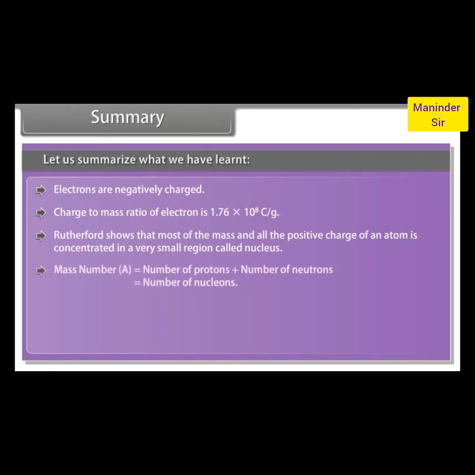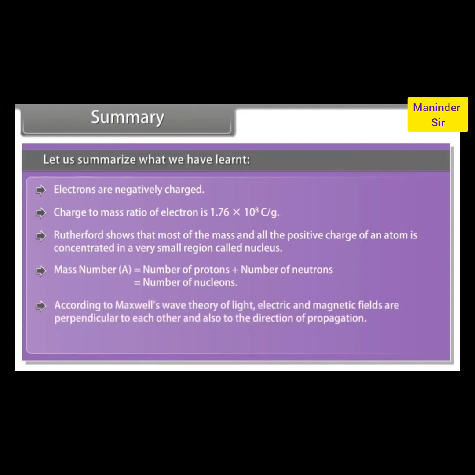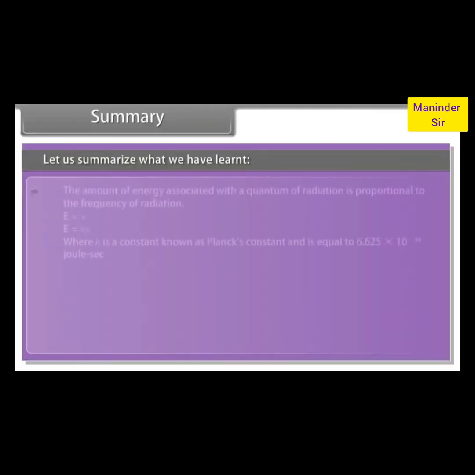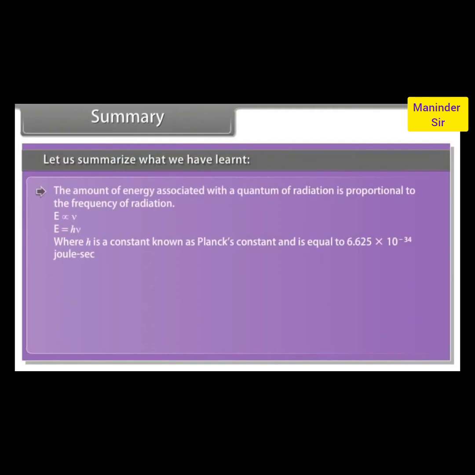Mass number A equals the number of protons plus the number of neutrons, which equals the number of nucleons. According to Maxwell's wave theory of light, electric and magnetic fields are perpendicular to each other and also to the direction of propagation. An ideal black body is a perfect absorber and perfect emitter of radiation. The amount of energy associated with a quantum of radiation is proportional to the frequency of radiation, where h is a constant known as Planck's constant and is equal to 6.625 into 10 raised to the power minus 34 joule second.